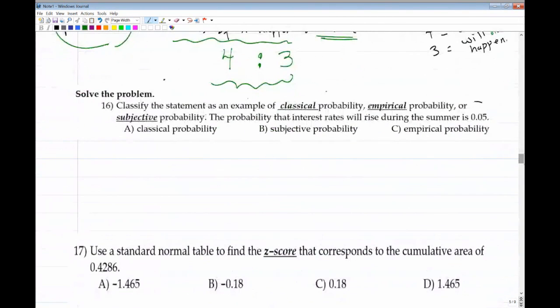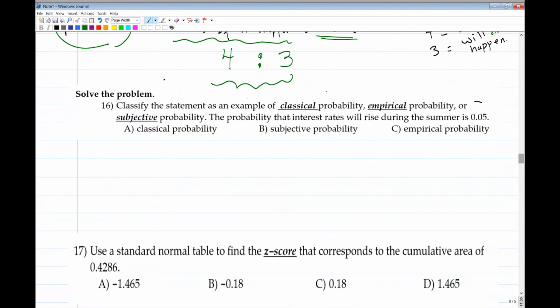Now we have the words classical, empirical, and subjective. Those are the types of probability. Subjective will be just an opinion. It's called an educated guess. Empirical is dealing with frequency, the number of times something happens. Classical is the actual probability, like the birth of a baby boy.